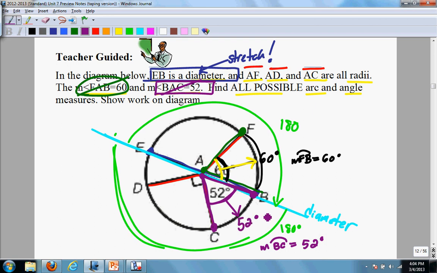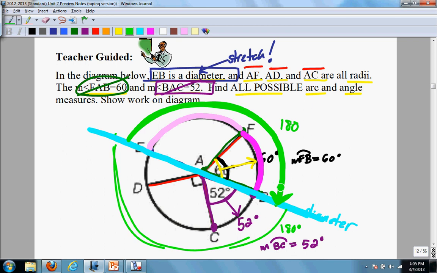Now, we ask ourselves, what else can we find? Trace with me, please. Trace, that's 60. Now go from here to here, keep going. This is why we stretched out our diameter. Do you see it? Adds up to 180. So 180 minus 60 will get us the light pink angle, which of course is now 120. If the arc is 120, that means this angle here is 120 degrees.